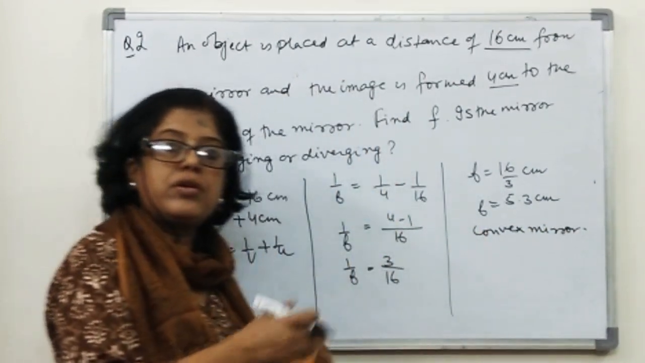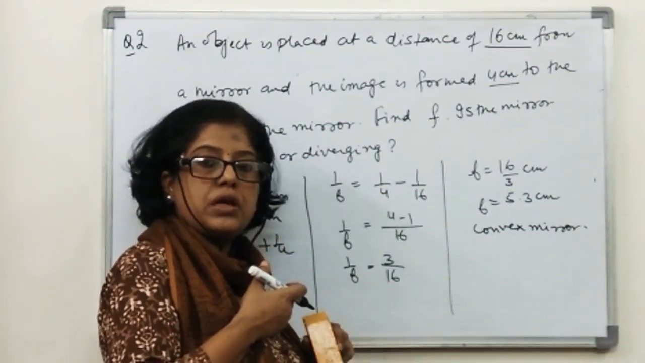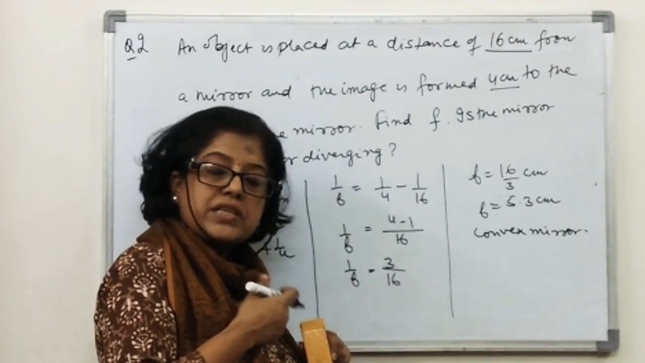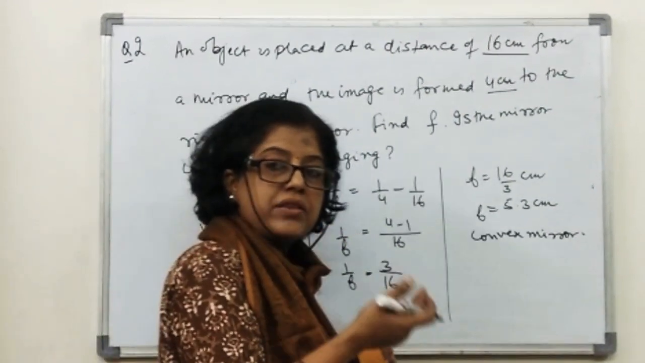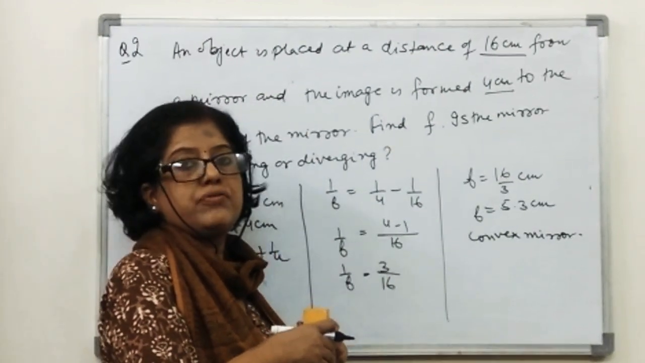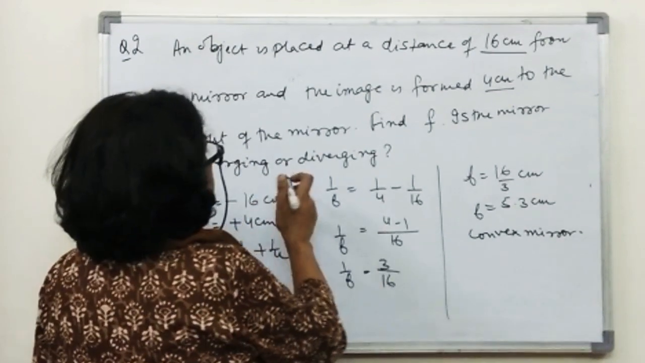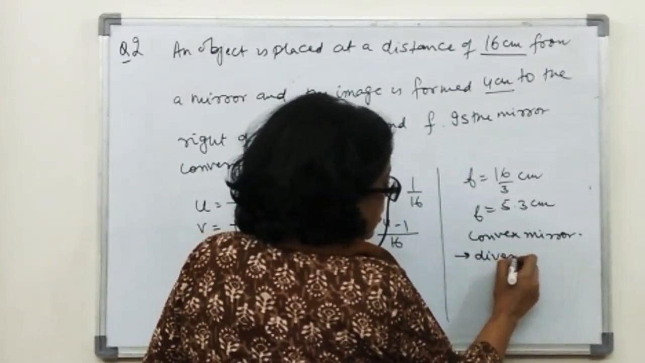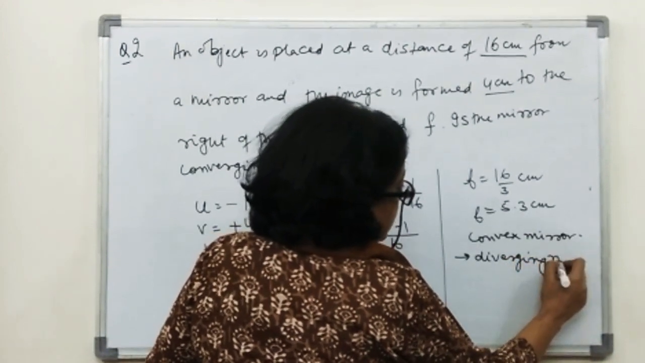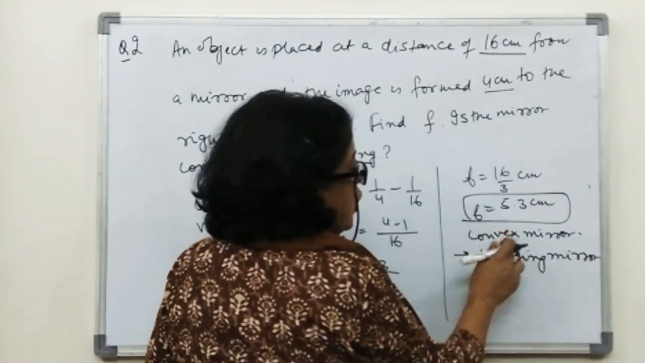that a concave mirror has a real focus. The focus is in front of the mirror, so focal length is negative. Convex mirror has a virtual focus. Focus is behind the mirror, so it has a positive focal length. So positive focal length means convex mirror, and convex mirror we know is a diverging mirror. So we can say it's a convex mirror which is a diverging mirror. So sign will help you to find out which mirror it is.